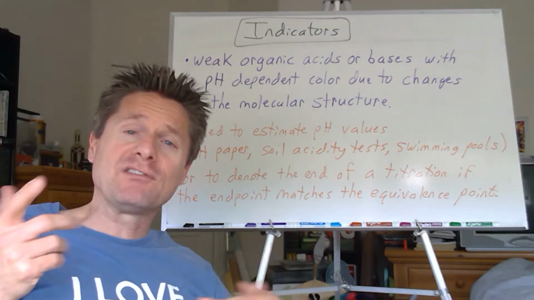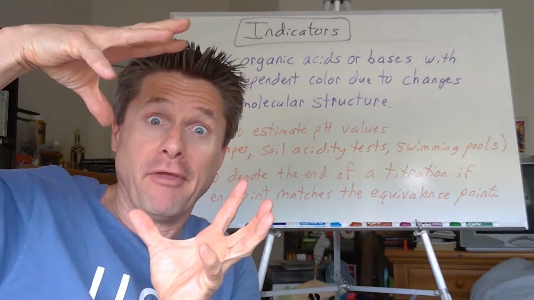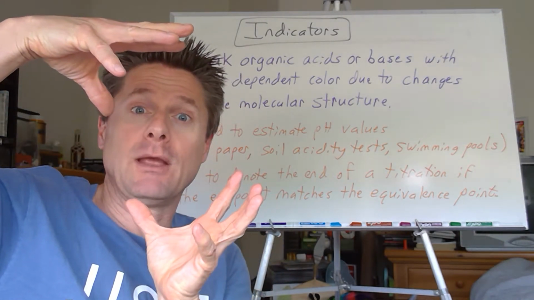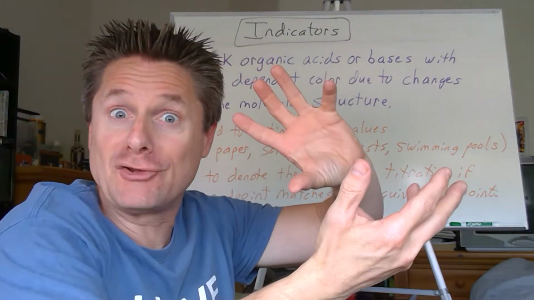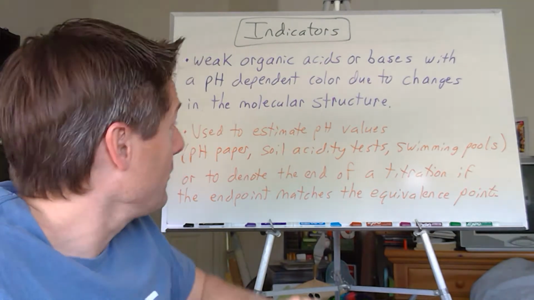The reason the colors change is you have this complicated organic structure. Maybe it looks like this in acidic solution, and when it becomes basic, it changes its structure and interacts with the light a little bit differently, so you get a different color.